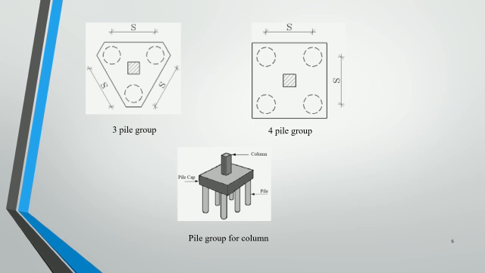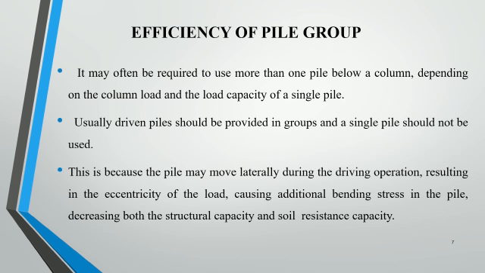This is the figure for 3 pile group, 4 pile group and for column. Efficiency of pile group. It may often be required to use more than one pile below a column depending on the column load and the load capacity of a single pile. Usually, driven piles should be provided in groups and a single pile should not be used. This is because the pile may move laterally during the driving operation, resulting in the eccentricity of the load, causing additional bending stress in the pile, decreasing both the structural capacity and the soil resistance capacity.